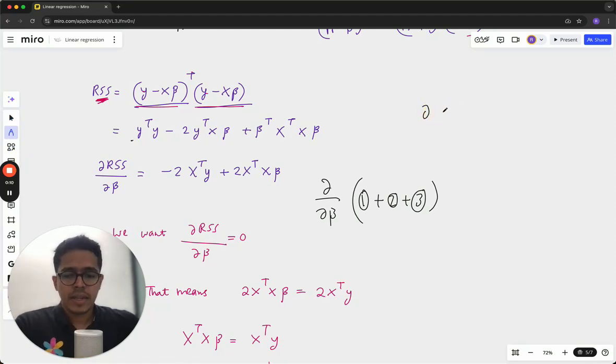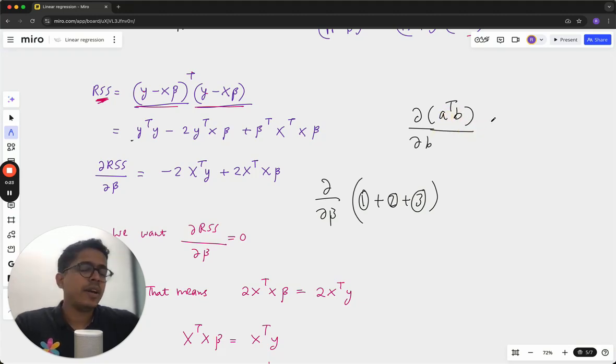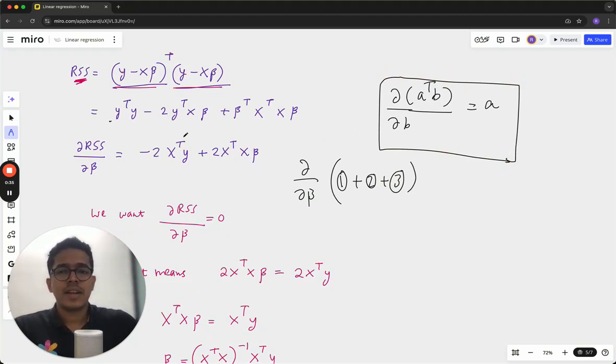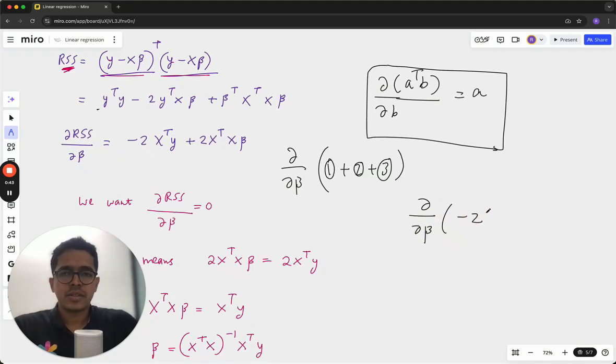So a simple rule that you can memorize, or you can just remember, is that dou by dou b of, let's say, A transpose B. Imagine A and B are matrices. Then dou by dou b of A transpose B is equal to A. It's not A transpose. So if you can take me for granted on this one, then you can do the dou by dou beta. The dou by dou beta of this term is anyway 0. Dou by dou beta of minus 2y transpose x beta, right?